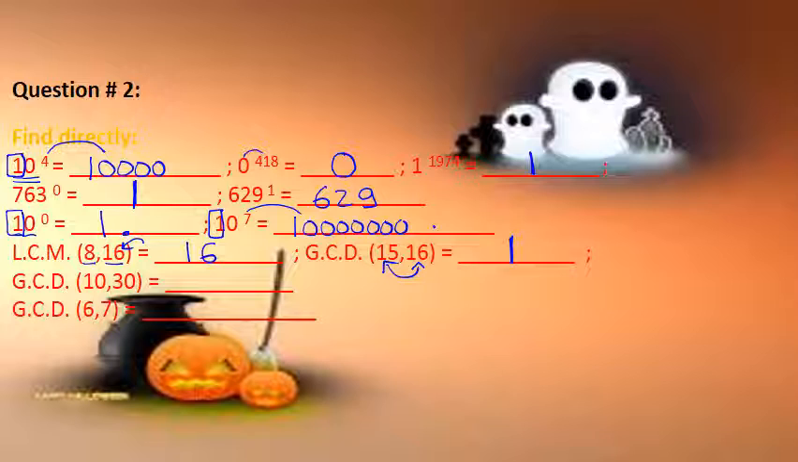The GCD of 10 and 30. 10 is a divisor of 30. Because 10 is a divisor of 30, the GCD is the smallest number, which is 10. The GCD of 6 and 7, also we can say that 6 and 7 are two successive numbers. The GCD of any two successive numbers is always 1.